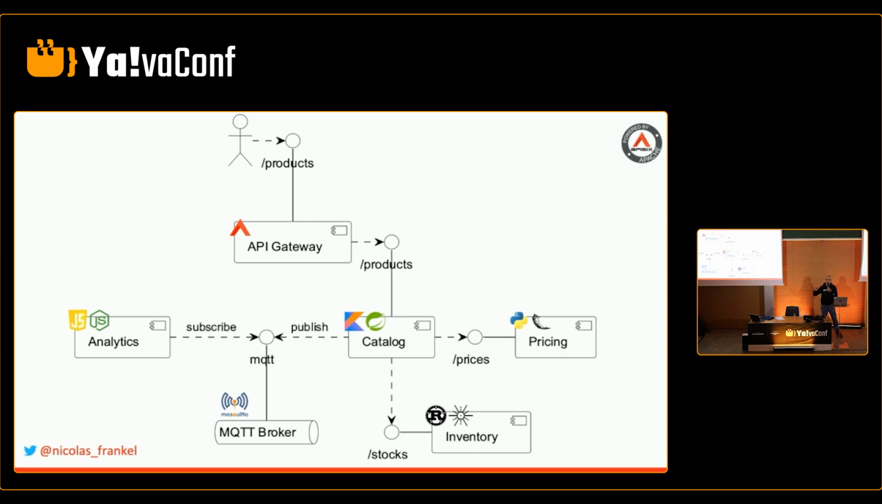I want not only to have the products, but also the price of each product and the stock of each product, because if there is no stock, I don't want to display it. The pricing one is a Python Flask application, and the inventory is a Rust Axum application. Then for added fun, I want to have something async, so I print some analytics and publish stuff on an MQTT queue, and then I have a Node.js app that subscribes to the queue and does whatever it wants. So I want to have everything really, really traced.